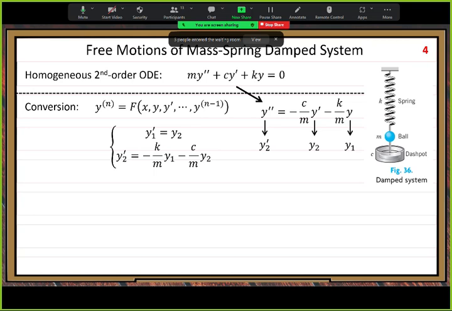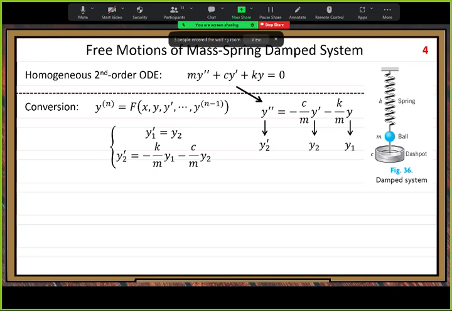Okay, y1, y2. The first one, the second one. The second one you can see is a simple linear function. So the capital F for this one is very simple. So we get a linear system. Straightforward conversion.